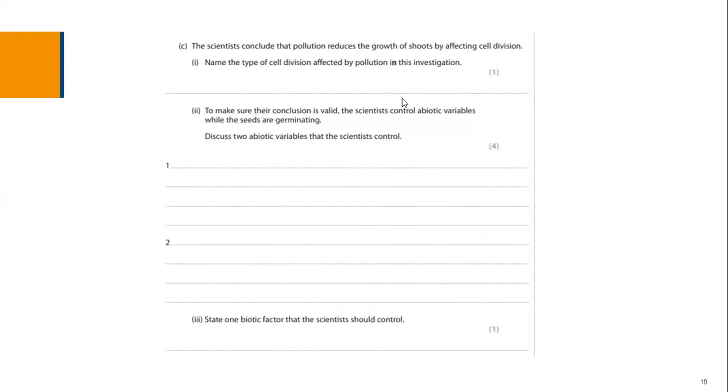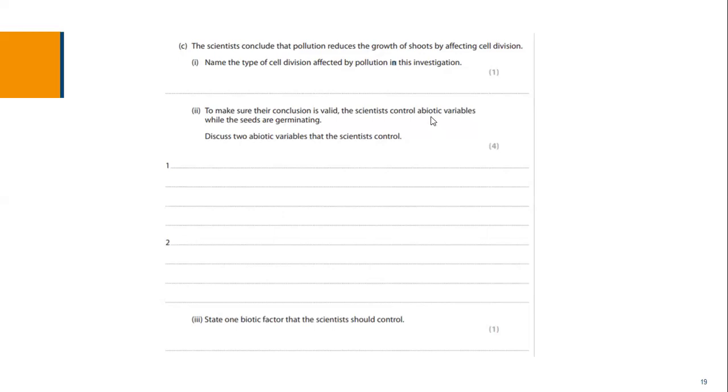Then it moves on to talk about how the investigation is carried out. And it asks about control of variables. First of all, abiotic variables, and then later on, biotic variables. So if you're talking about control of variables, you're then talking about experimental methodology. It says discuss. There's four marks, so there's two for each part. So it will be asking them to say why those variables need to be controlled. But both of these parts of the question are about experimental design and planning. So they are both AO3.